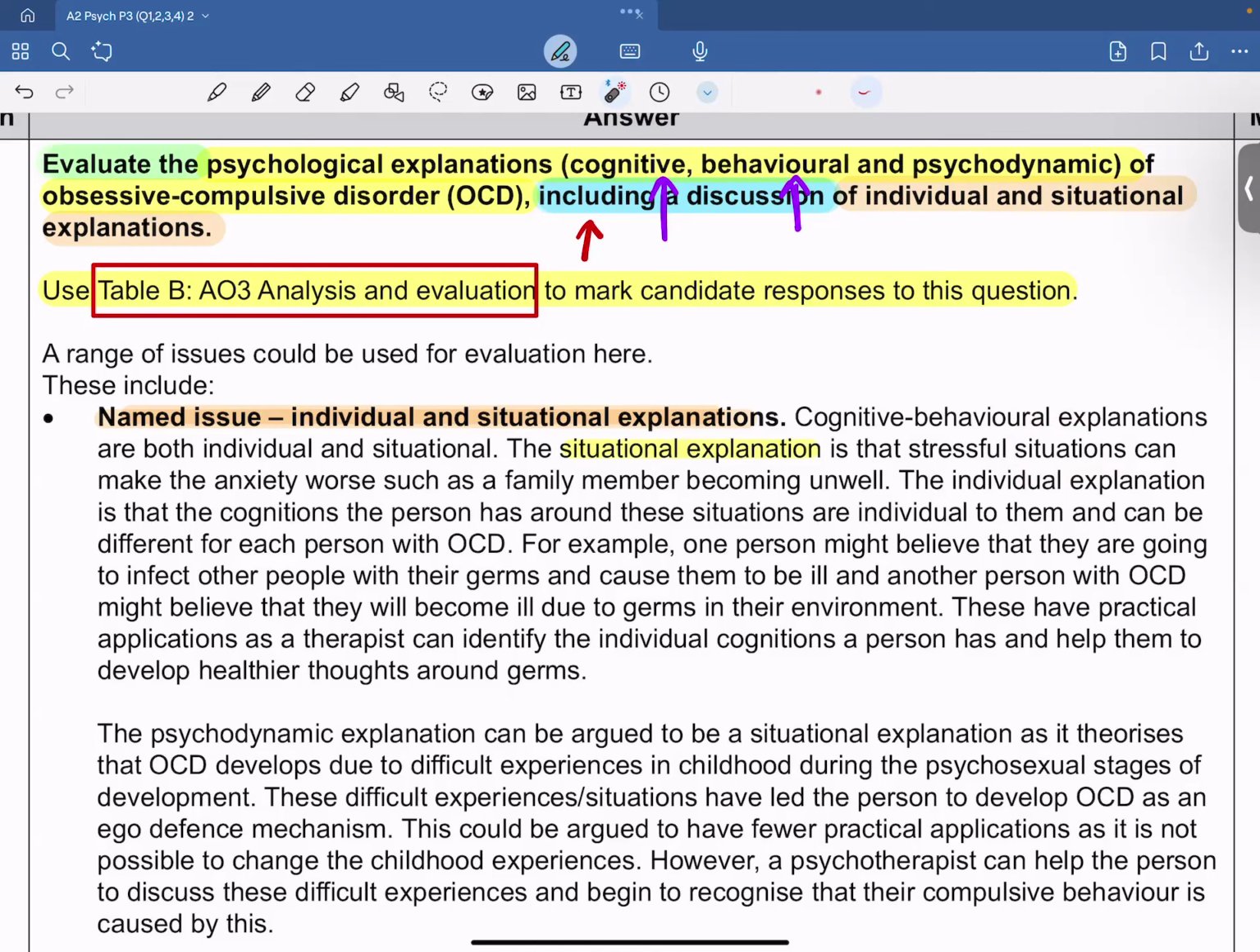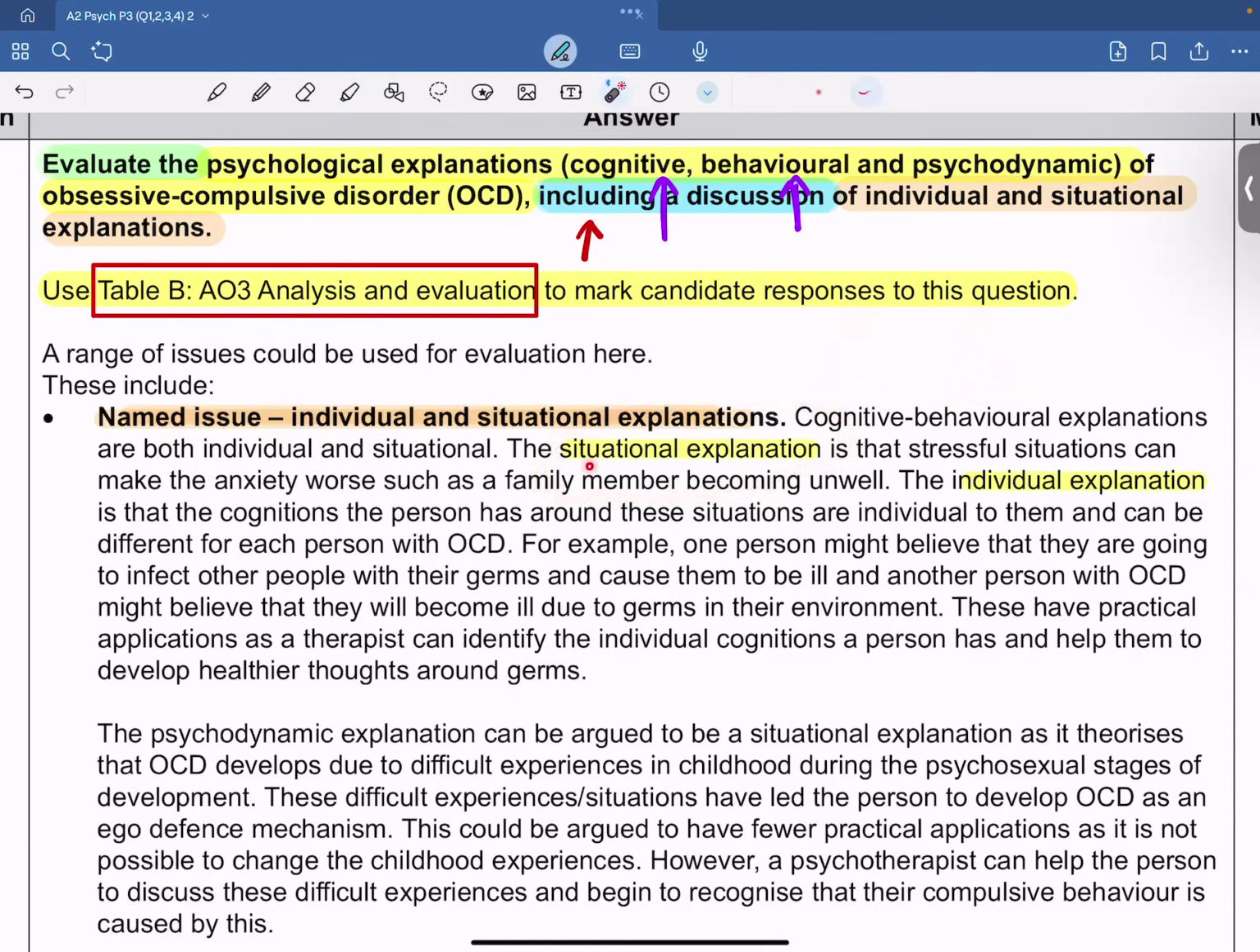The individual explanation, on the other hand, is that the cognitions the person has around these situations are individual to them and can be different for each person with OCD. Now, let's just say there's this situation. In this situation, we have individual 1 and individual 2. Their particular cognitions, their thought process, can make things different for them, and consequently affect their compulsions, or they might end up acting accordingly.